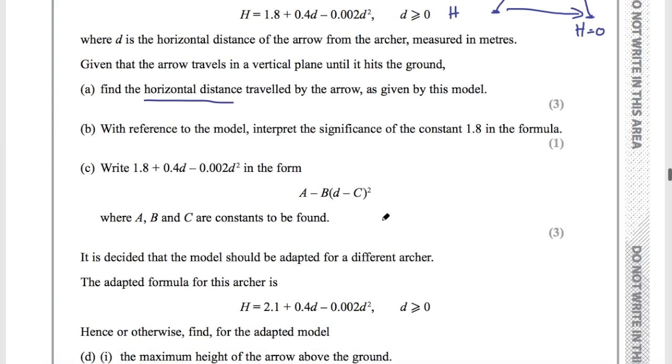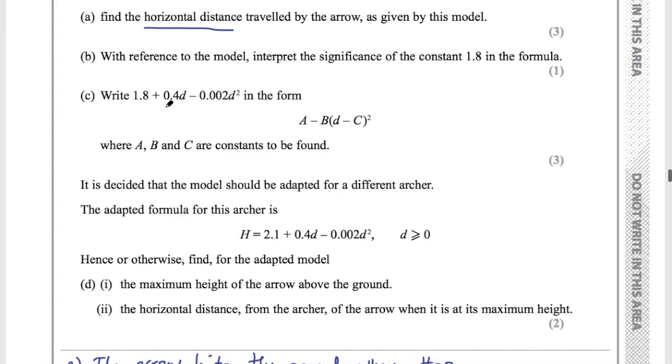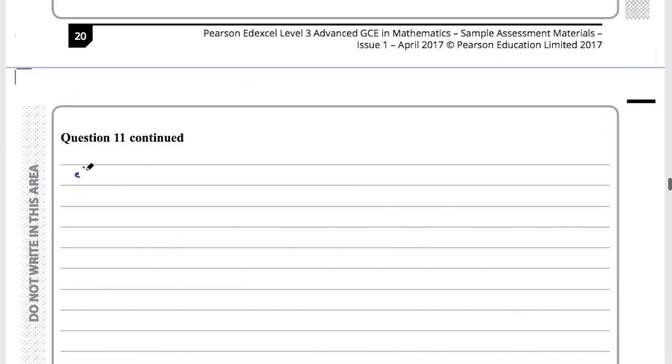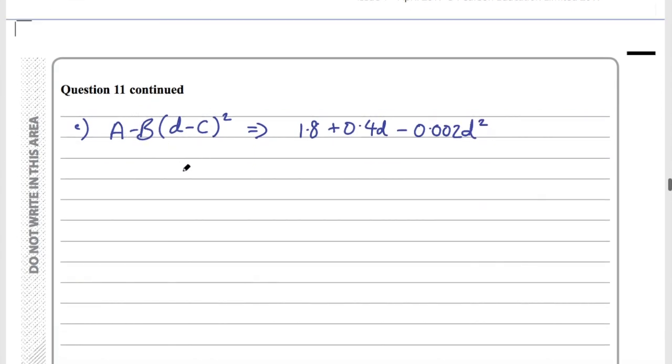Part C says write 1.8 plus 0.4d minus 0.002d squared in the form a minus b bracket d minus c squared, where a, b, and c are constants to be found. Alright, so we need to rearrange this formula slightly in the form of a minus b, d minus c all squared. So let's start off with the formula we're given. So we're given 1.8 plus 0.4d minus 0.002d squared. We need to get it in this form somehow.